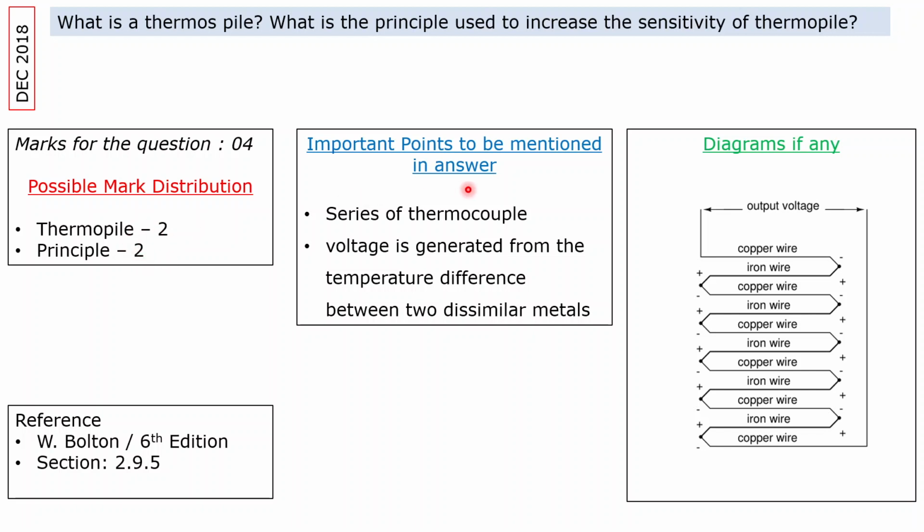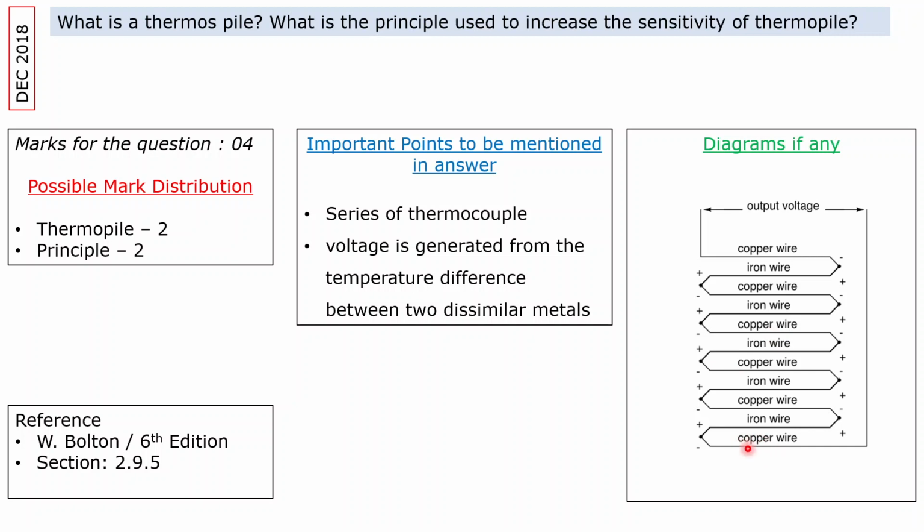The important points you have to mention in this answer: first, a thermopile means you are connecting a series of thermocouples. And the principle to increase the sensitivity is that the voltage is generated from the temperature difference between two dissimilar metals, as I told in the previous question. If you are connecting these dissimilar metals in series, you will get a greater EMF which increases the sensitivity, and you can supplement your answer with a diagram which is shown here.